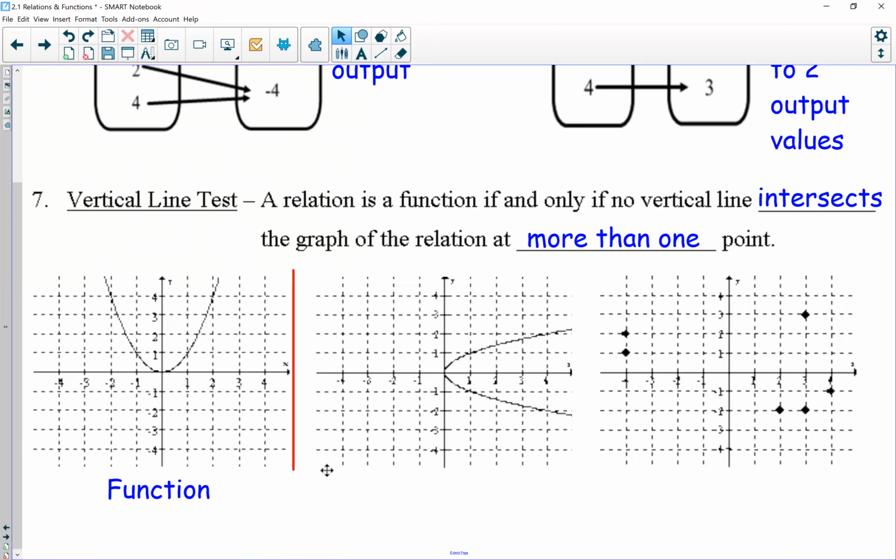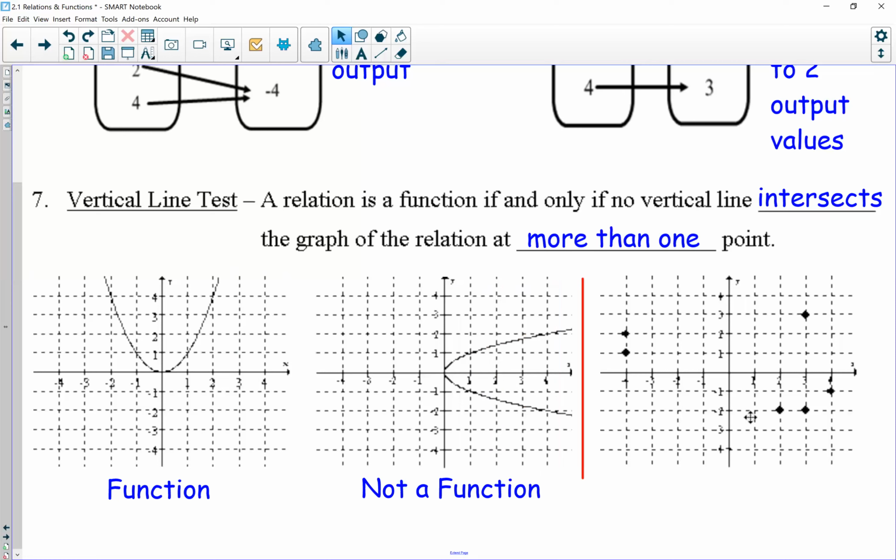If I do our second graph, pass this vertical line through this entire graph, is this relation a function? This one is not a function because there are actually an infinite number of places where this vertical line intersects more than one point at a time.